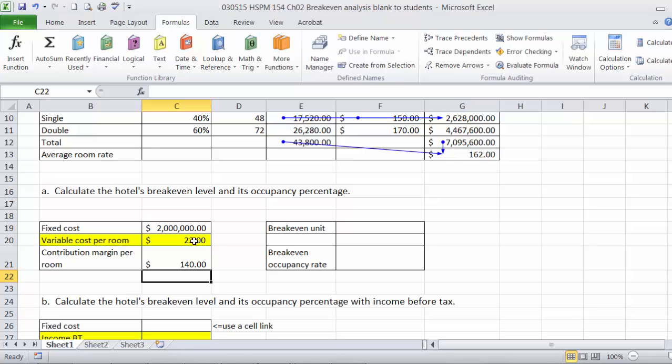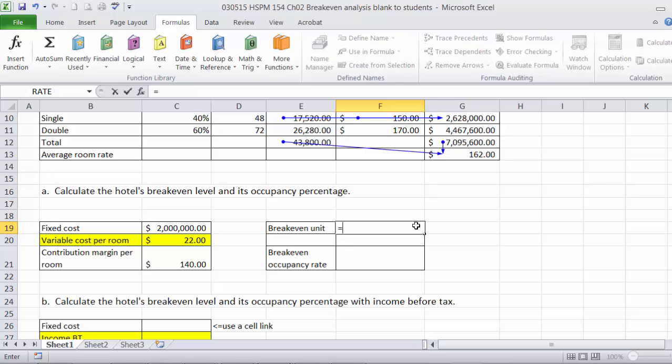You always use the spreadsheet, right? You don't enter numbers. You use links, so when something changes, it can be changed automatically. All right. So how many rooms do we need to sell? That's the break-even unit, right? So what's the formula here?